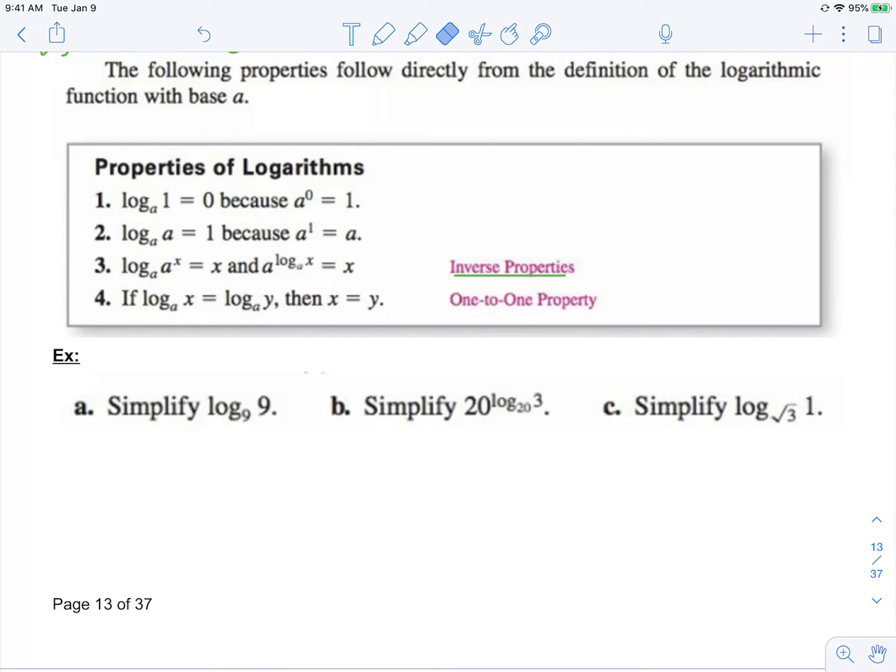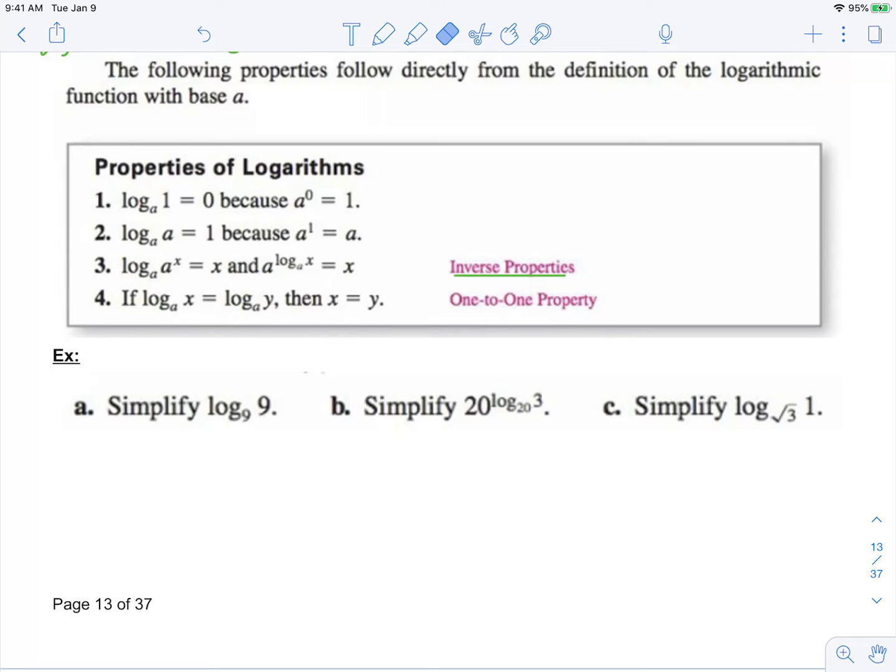The following properties follow directly from the definition of the log function with base a. So properties 1 and 2 are pretty straightforward. Log base a of 1 will always be 0 because a to the 0 power is 1. Log base a of a will always be 1 because a to the first power is a. Now, the inverse property, though, is something that should feel new and different.